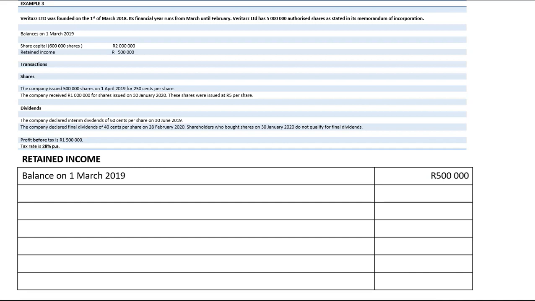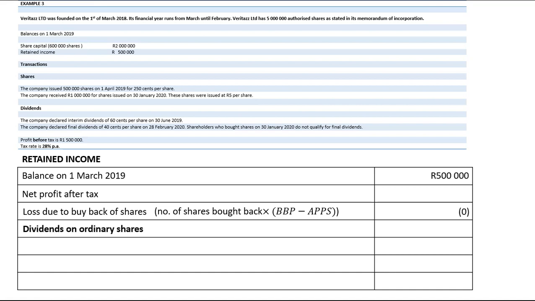And after your balance at the beginning of the year, you will have net profit after tax, which we don't have information about so far. And then you'll put in a loss or profit due to buyback. I gave you the formula on how to calculate that. For now, there were no shares that were bought back, so I'll just put it as 0. And then you'll have dividends on ordinary shares. Under dividends on ordinary shares, there are 2 types of dividends, which will be your interim dividends, i.e. sometimes they write it as paid.